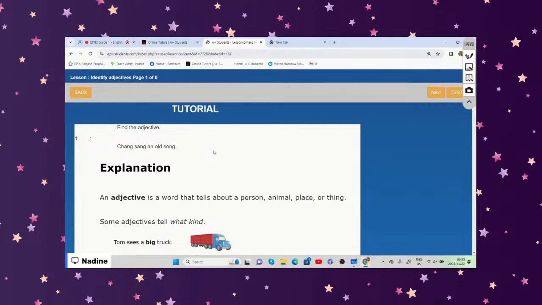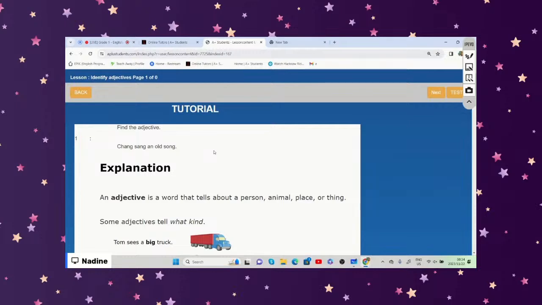No. What type of song? Remember, we are describing the song. Let's describe the song. So Chang sang an old song. How would we describe that song? That would be our adjective. How would we describe that song that Chang sings? Yes, so old is correct, right?